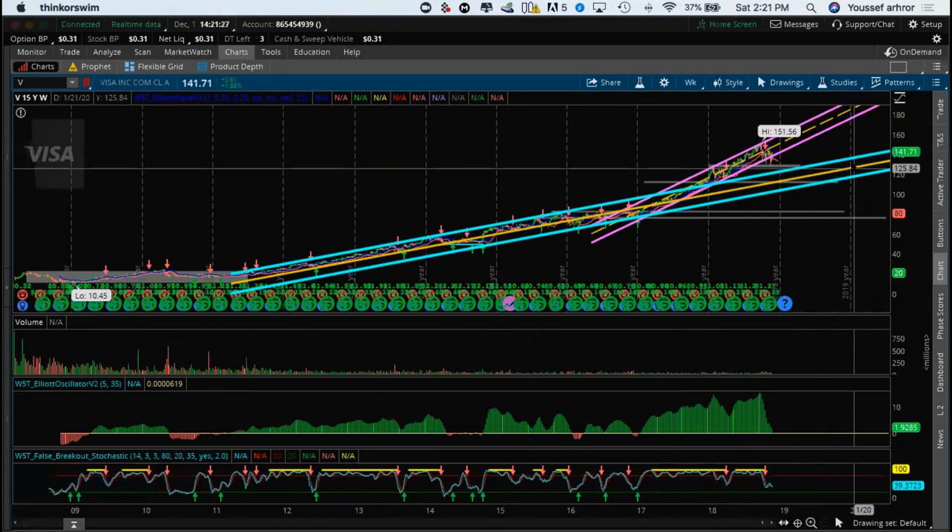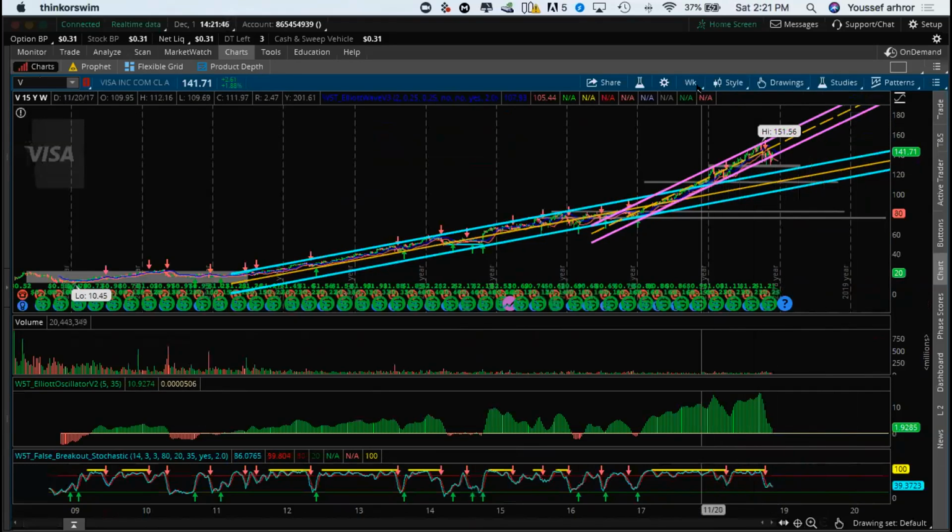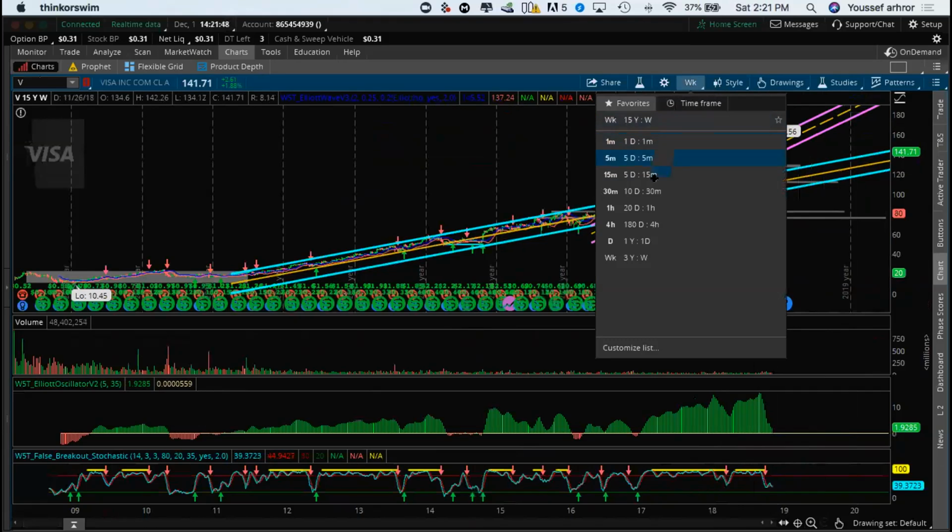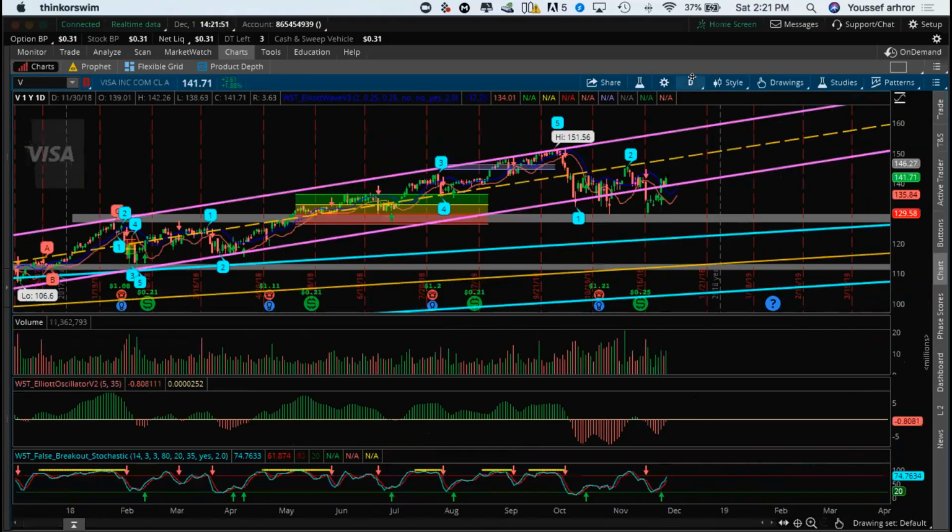So they're all shallow pullbacks. And Visa was the example I gave earlier on those chart patterns. When we drew the channel, we went down to the 60, we saw the double bottom, and we traded it going up, because they're the only sort of entries you can get in these really strong growth stocks. So let's go now to the daily.